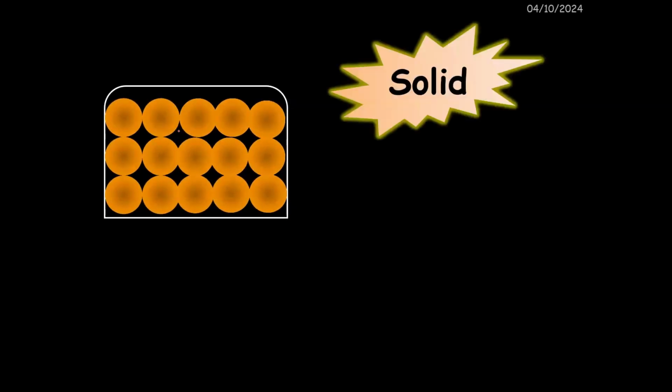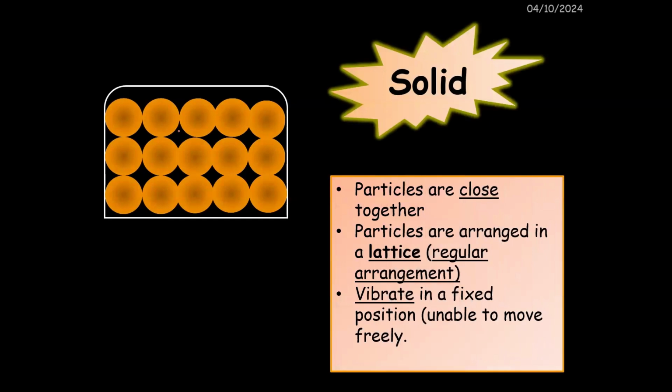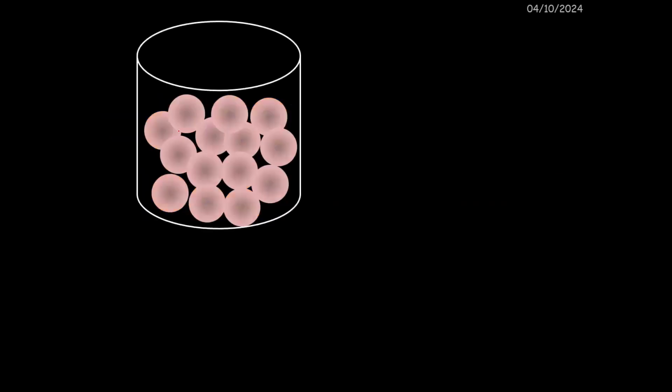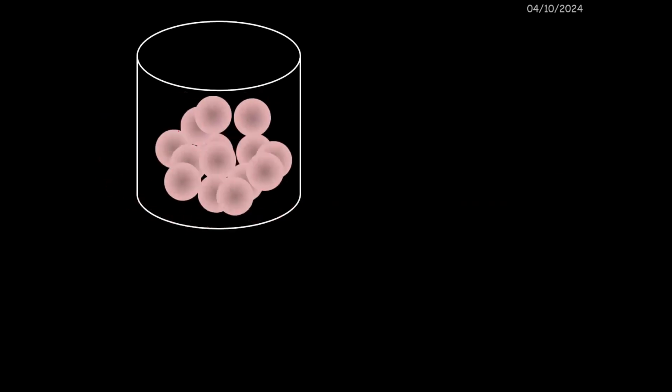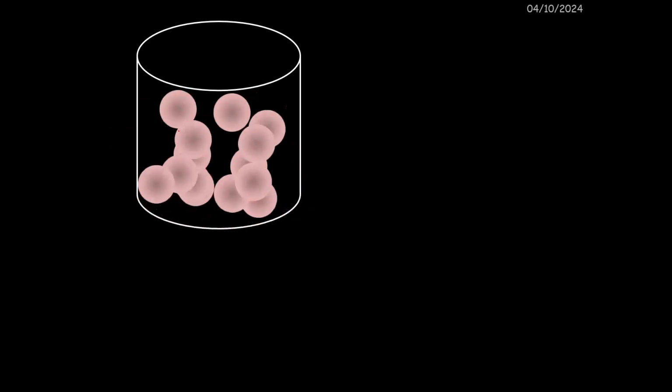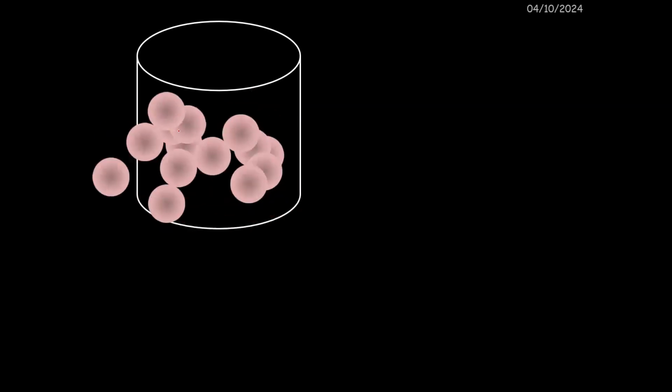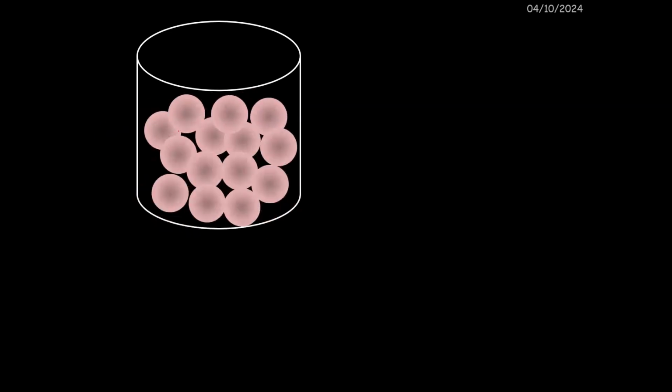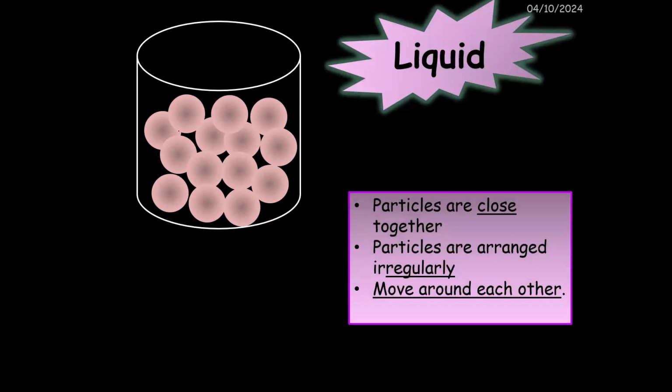In the solid state, the particles are arranged in a regular arrangement and they are vibrating in their position. They are very close to each other and unable to move freely. The liquid movement is faster, more rapid, free movement, but within the container. And they are still close together to some extent, the particles.